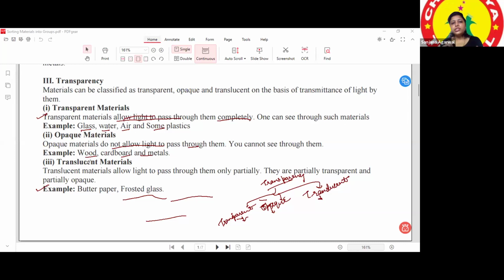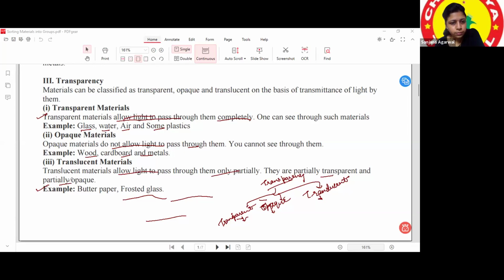Translucent are the ones which lie in between the two categories of being transparent and opaque. So translucent materials include butter paper and frosted glass. Frosted glass is mainly used in offices. We can see through them. If a person is standing on the other side of frosted glass, we can see somebody standing, according to the shadow and the structure, but we cannot identify who is actually standing. So that is the nature of translucent material. They are partially transparent and partially opaque.